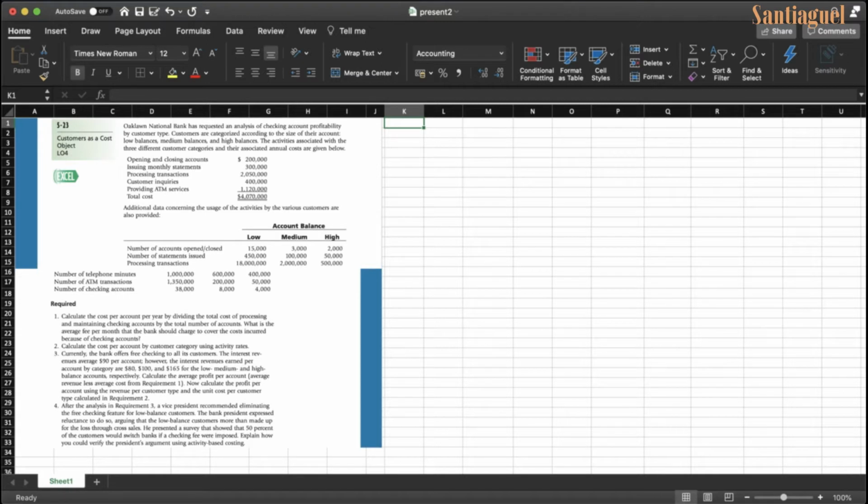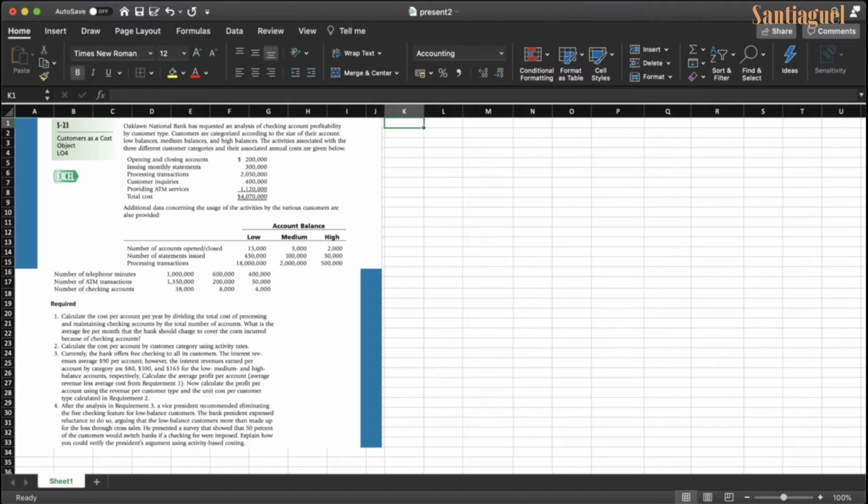Number of telephone minutes: 1 million for low, 600,000 for medium, and 400,000 for high. Number of ATM transactions: 1,350,000 for low, 200,000 for medium, 50,000 for high. And lastly, number of checking accounts: 38,000 for low, 8,000 for medium, and 4,000 for high.